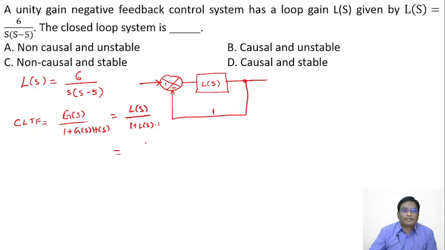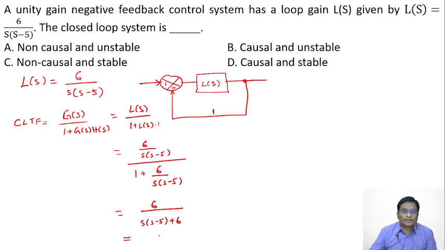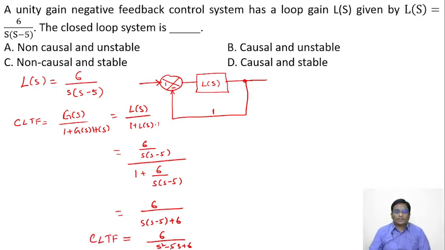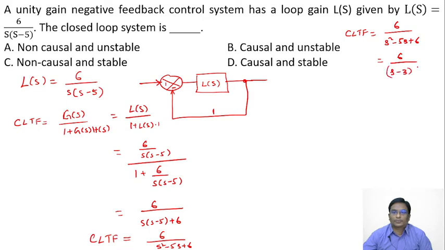Okay, what is L of s? 6 by s into s minus 5, divided by 1 plus 6 by s into s minus 5. Or this is 6 by s into s minus 5 plus 6, or this is 6 by s square minus 5s plus 6. This is the closed loop transfer function. Then what is the characteristic equation? Okay, for this closed loop transfer function we got 6 by s square minus 5s plus 6. Or I can write the roots like s minus 3, s minus 2.